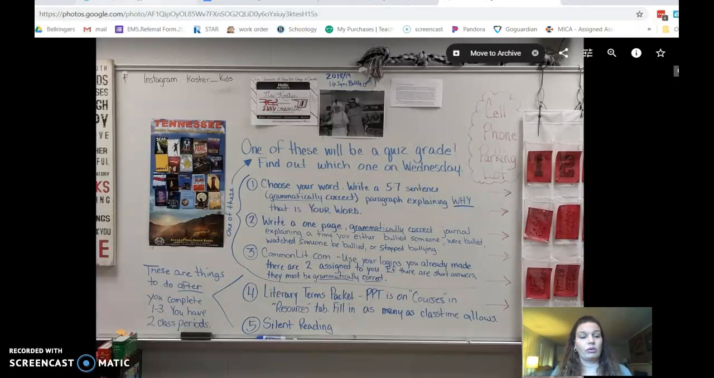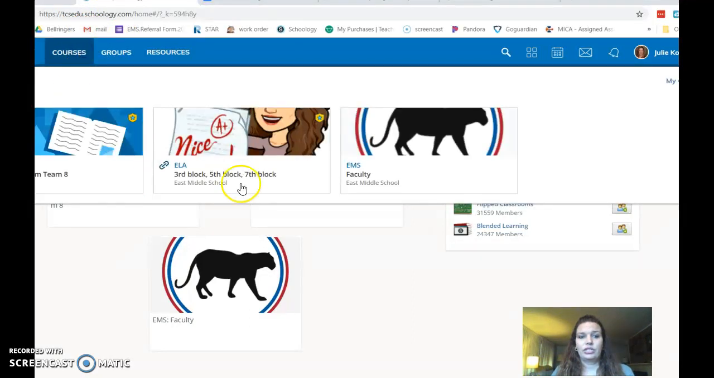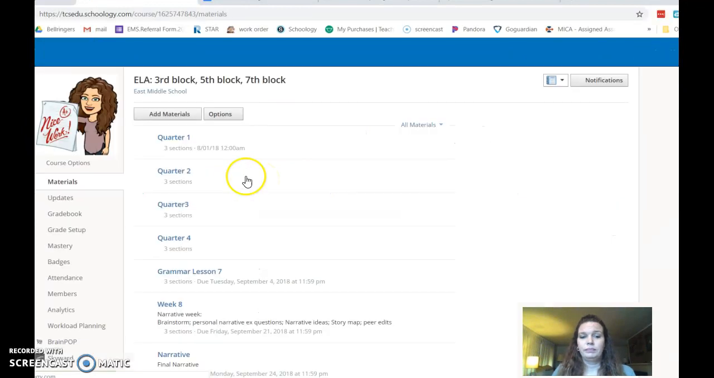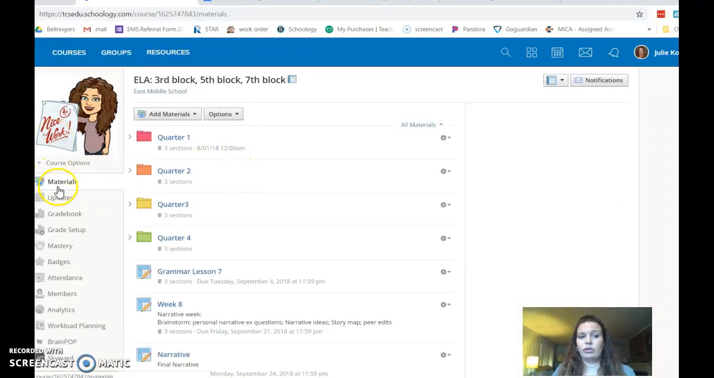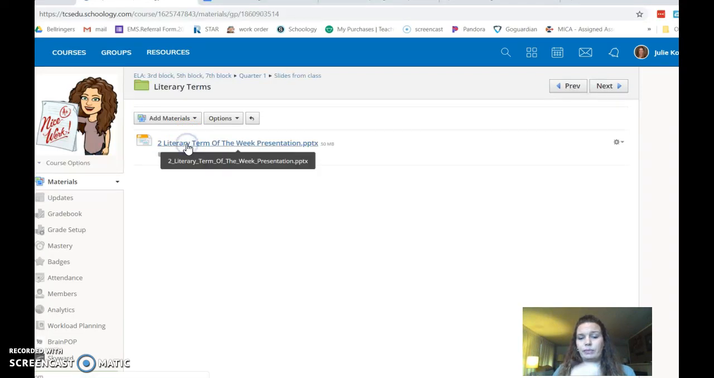And here's where they are. I've actually put them there. So if you log into Schoology, which you're on the groups page right now, go to the top and click on courses. It takes you to the screen I was just at. But then click on your course with me on it, and then you go to materials, go to quarter 1, go to slides from class, and click on literary terms. And then here's the literary term of the week presentation.